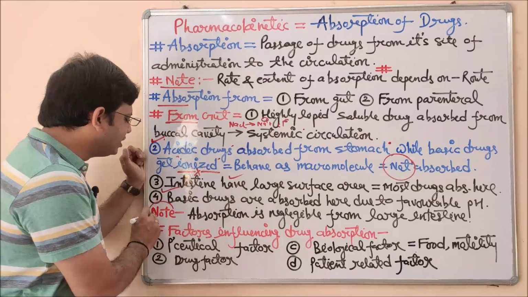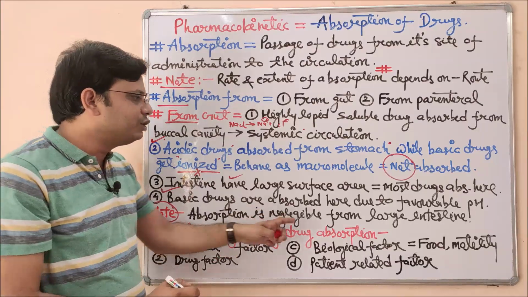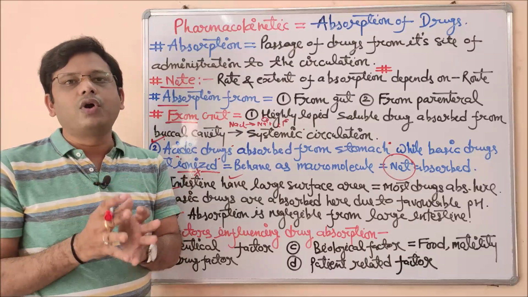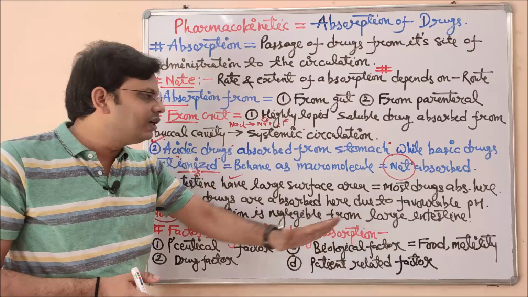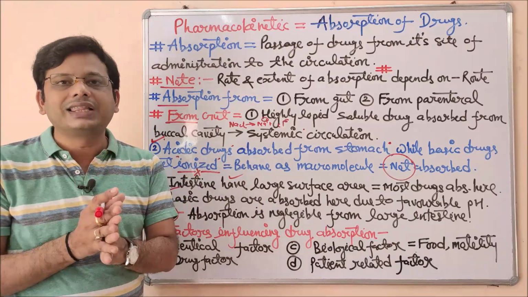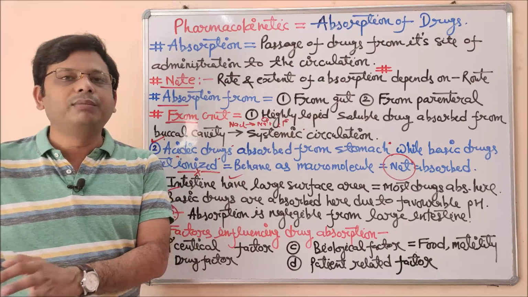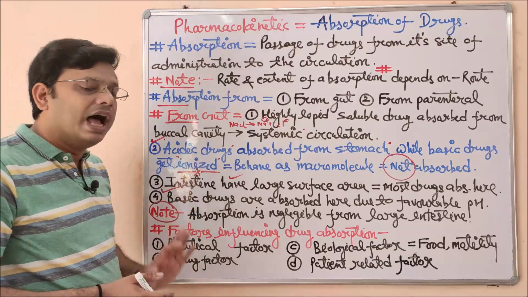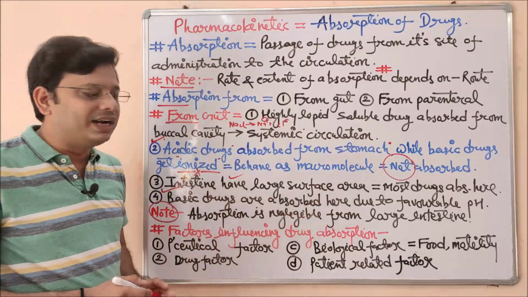Now the next point, that is an important note. So absorption is negligible from the large intestine. As I have explained earlier, the most important site for absorption is the small intestine, not the large intestine. The major functional or physiological action of the large intestine is just to absorb the water from the stool, and that stool can be evacuated in the form of bowel movement. So that is another part, but absorption will not take place from this site, that means the large intestine.